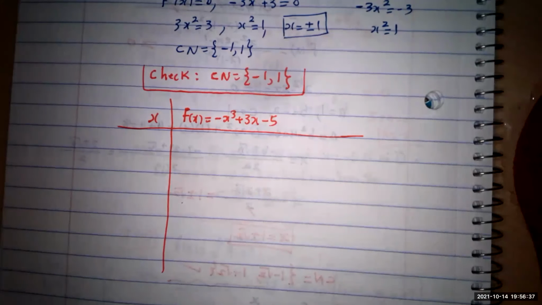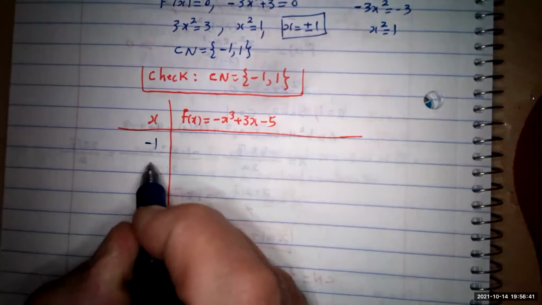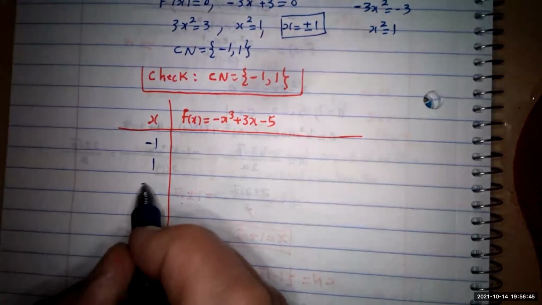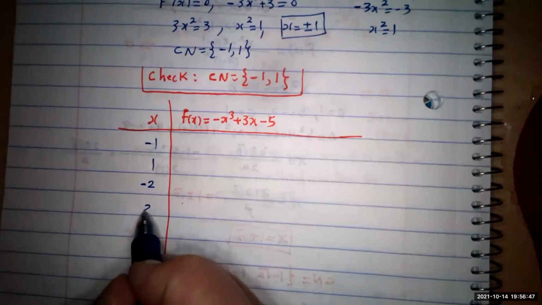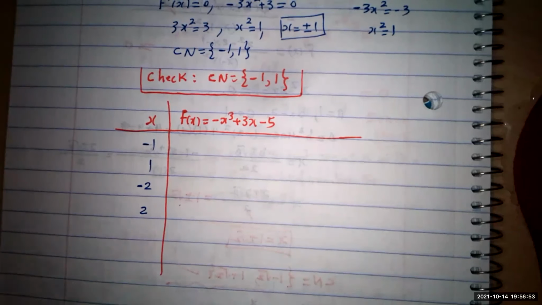Now the numbers that you have to use are the critical numbers, -1, +1, and the endpoints of the interval. The interval is -2 and 2. That's it. You find these numbers and you compare them together. No table, no nothing, okay?